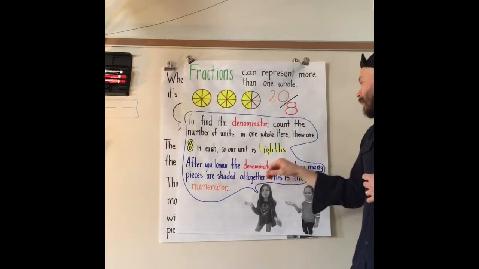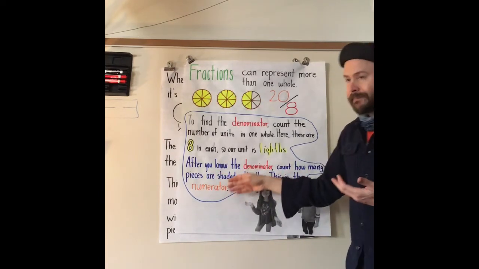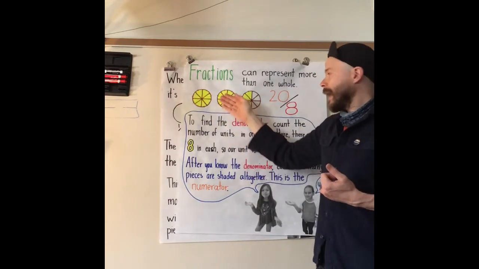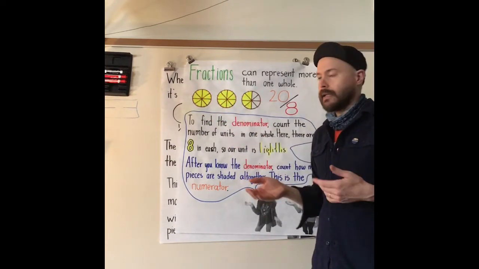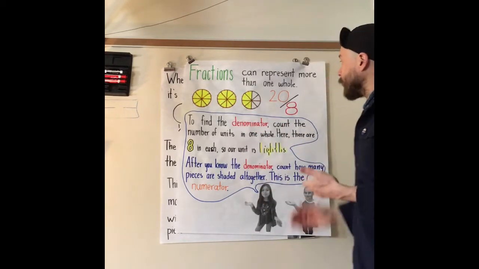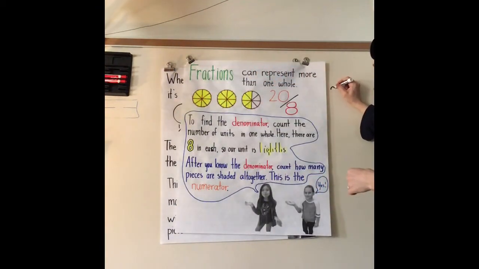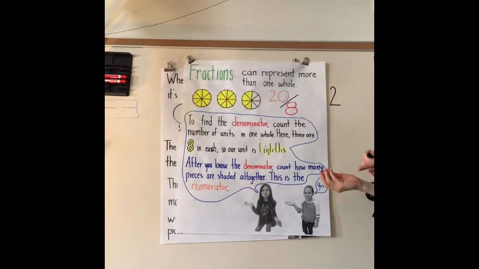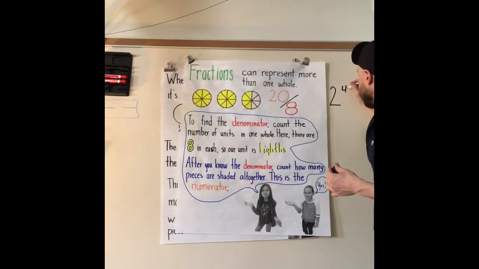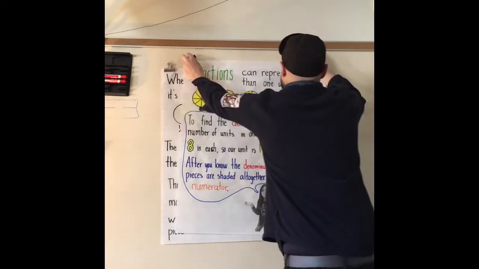After you know the denominator, count how many pieces are shaded all together. This is the numerator. So for example, we have 8 here, 8 here. I know 8 and 8 makes 16. 4 more would be 20, 20/8. Another way to say this could be 2 written very big, as in 2 whole numbers, and 4/8. And we also see that that's 2 1/2. So instead of 2 4/8, we could write 2 1/2 if you get fancy.